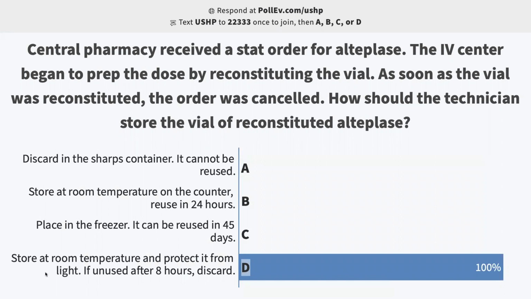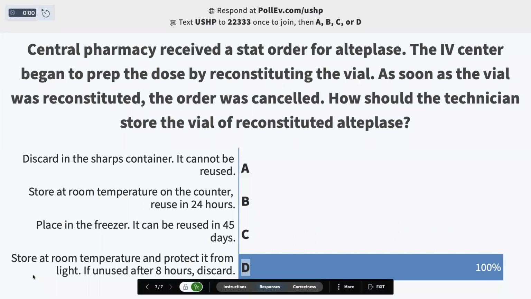Okay, and the correct answer is D. So store at room temperature and protect it from light. If unused after 8 hours, then discard.